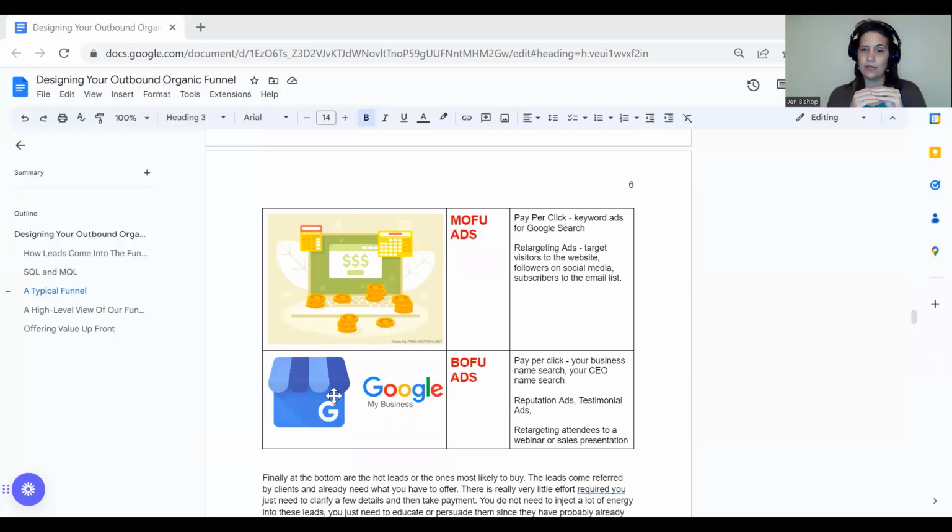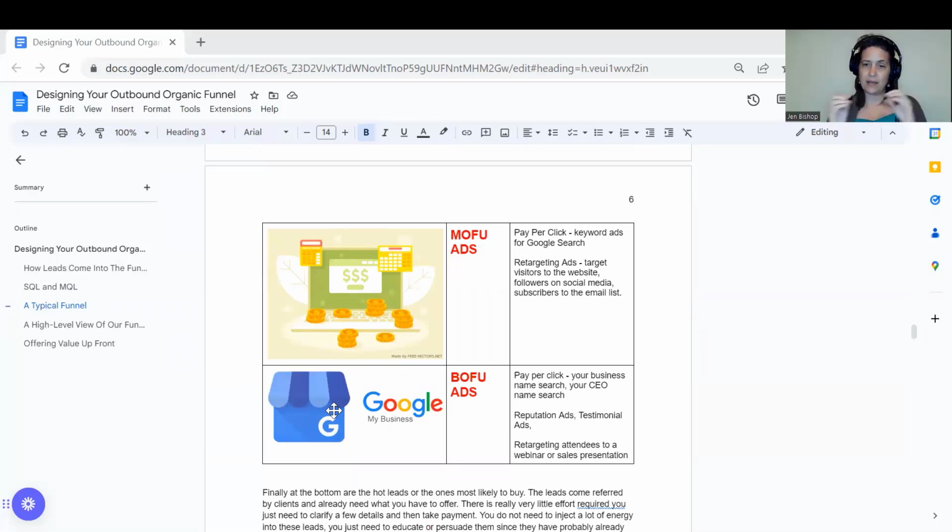Now, MOFU ads is people who you can target via paid ads, but they're warmer. So this is where PPC or pay-per-click and keyword ads come in with Google search, because you can target people who are already searching for a keyword. So if you work in the roof and tiling industry, you can target people who are searching for a tiler near me or a roofing expert in my city. So they're looking for you, and then you can look for them with paid ads.